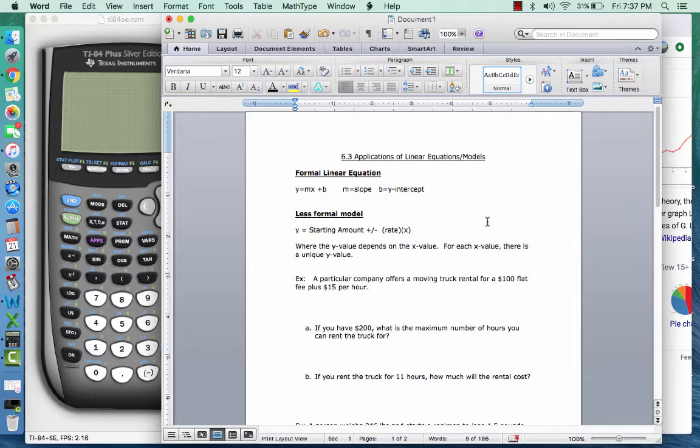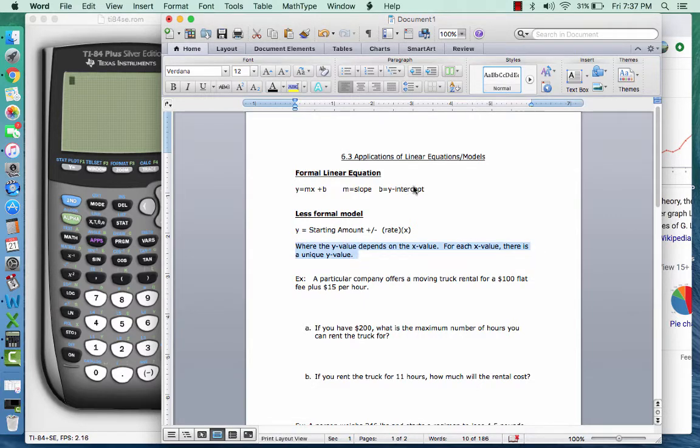In case you're wondering what a linear equation is, in algebra class this is taught this way. The formal linear equation in an algebra class is y equals mx plus b. So maybe you've seen that before, but m is supposed to represent the slope and b is supposed to represent the y-intercept. And it's true here too.